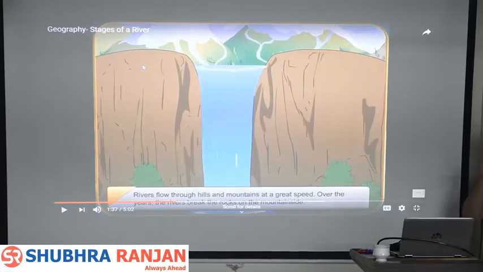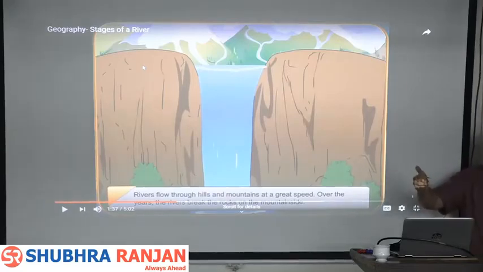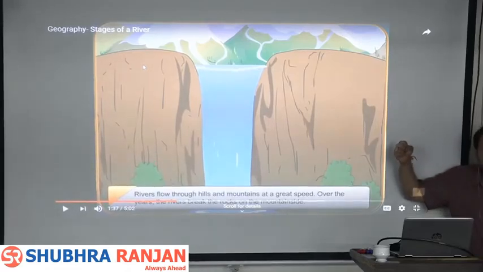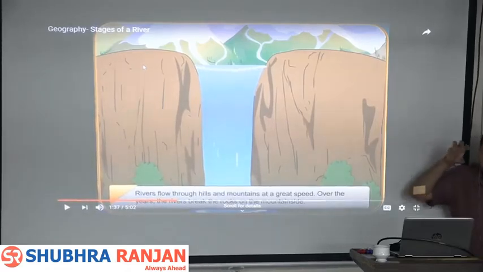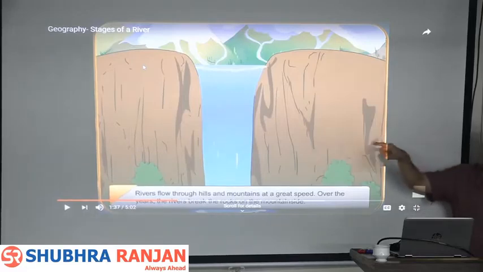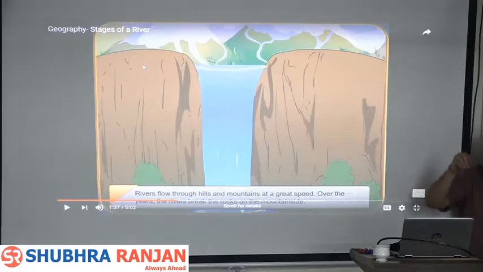In the plains, as the steepness of the slope decreases, its speed decreases, and when the speed decreases, the main work of a river is deposition. And this is the mature stage. And ultimately, when it goes to eastern UP and Bihar, where the river has become very big because of the tributaries, and because there is a further decrease in the speed due to the Bay of Bengal, as the rivers are meeting the Indian Ocean, then the only work of a river is deposition.